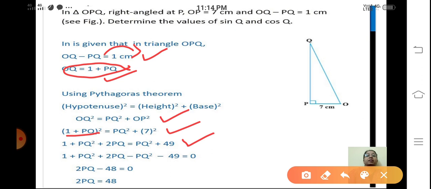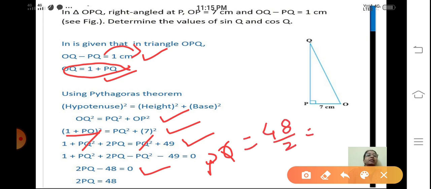Then in the next step, this PQ square and PQ square will get cancelled, as you shift on the other side. You will remain with this twice PQ, and shift the 49. Twice PQ plus 1 minus 49 is minus 48. So twice PQ is equal to 48. So PQ is equal to 48 divided by 2, that is equal to 24. So you will get PQ is equal to 24.